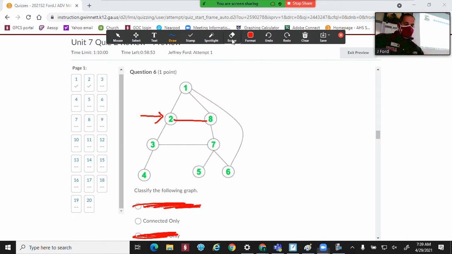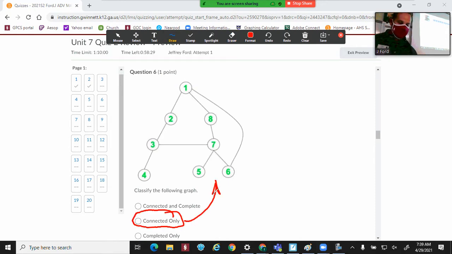Just looking at the graph, does it look like the graph is in one big piece, or does it look like it's in multiple pieces? Well, it looks like it's in one big piece. It's not little pieces of it separated. So it would be considered connected only. This one right here would be considered connected only.